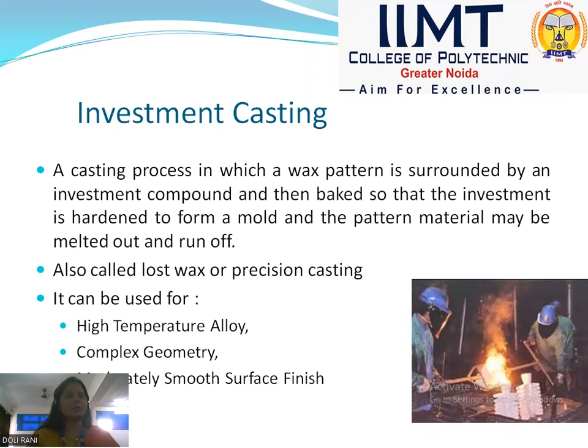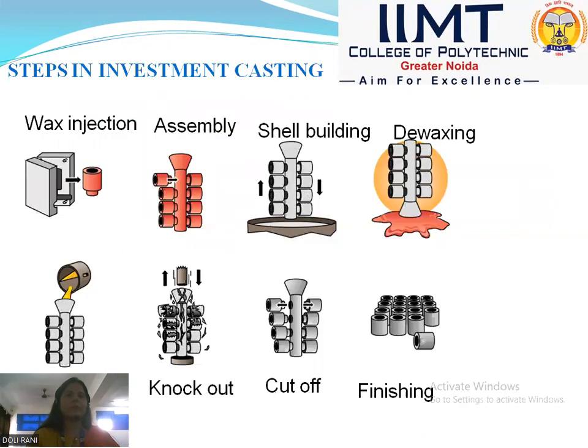So this is used for high temperature alloys. It means the metals or alloys which have high temperature we can cast by using this process. Complex geometry can be manufactured, can be cast by using this process. And as I have earlier told, it gives very smooth surface finishing. So these are the steps of the investment casting process.